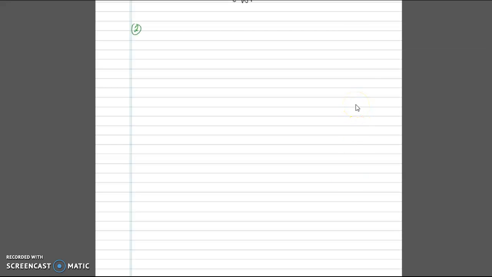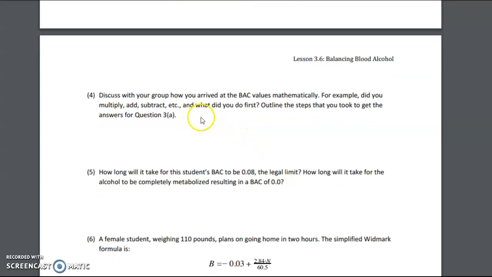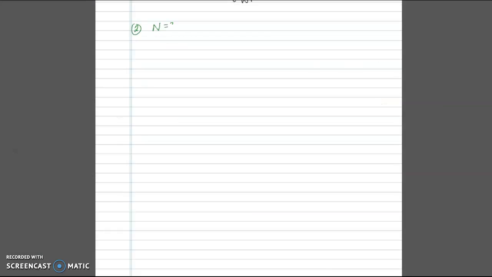For the next question, you were given that formula again, but you were asked to use it in a different scenario. For question 4, we're asked to think about the operations that we had done when we were simplifying that formula. Think about what we did in the last question. In our simplified formula, we had gone through the same operations every single time. The first thing that we did to T was multiply by negative 0.015.